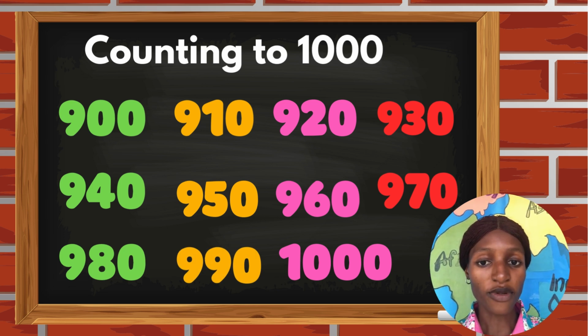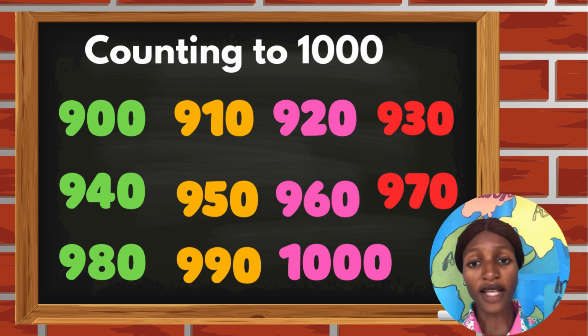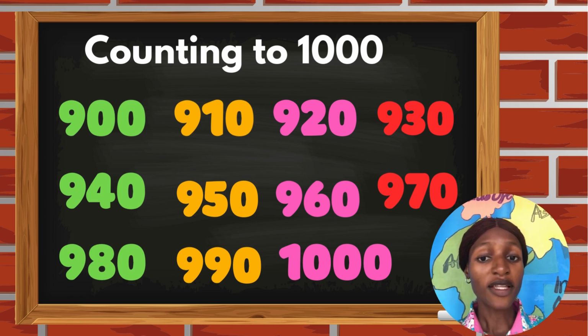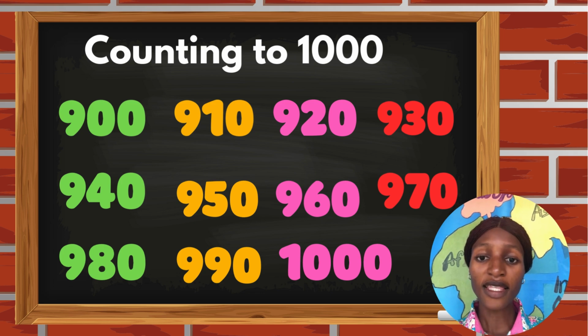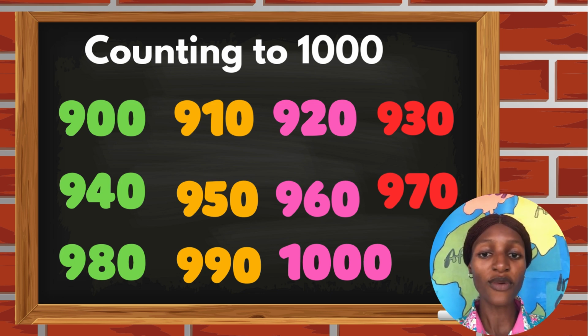Look at this example too. Counting to 1000, what number do you think is added? 10. Starting at 900, 10 is being added, so it increases to 910, 920, and it goes like that till 1000.